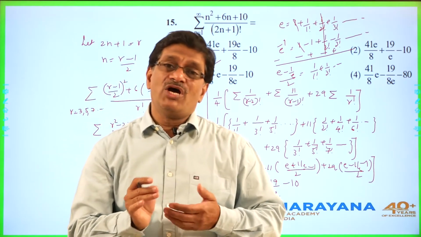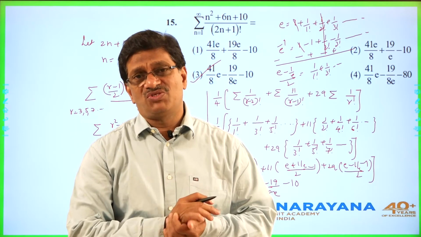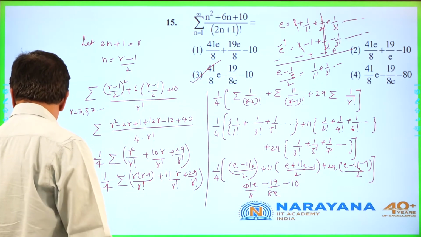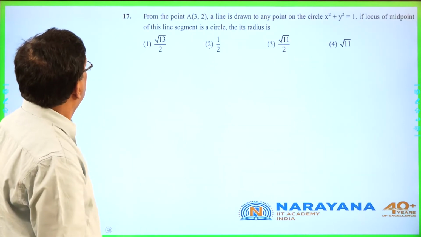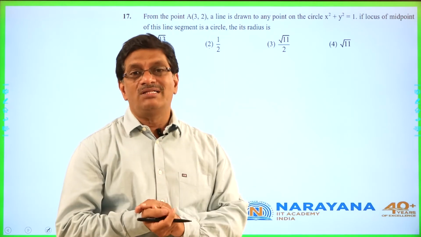But unless you have the expansions on e power 1, 1 by e, that is e power minus 1, you cannot solve this type of problems. Let us go to the next question. Yeah, 1 or 2 questions missed out because there is no clarity on the data.